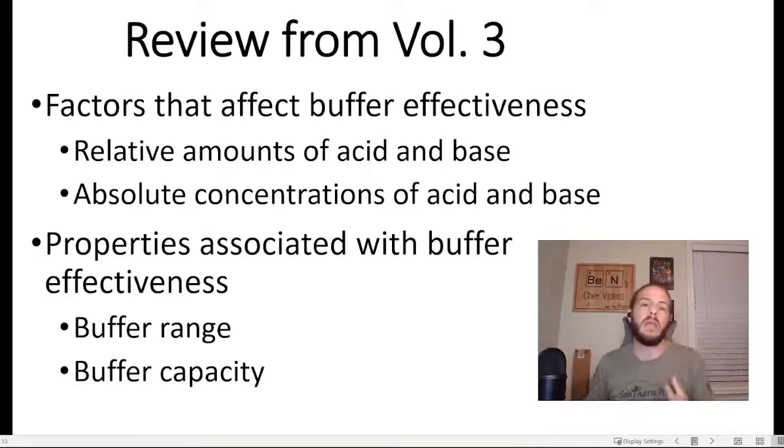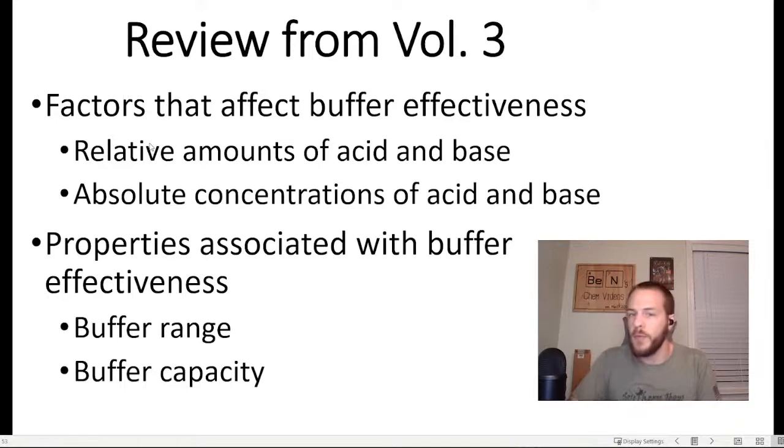A buffer, of course, being an aqueous solution with significant amounts of both a weak acid and its conjugate base. The function of buffers, of course, is to resist changes in pH upon adding small amounts of acid or base to the buffer, right? And there are a couple of factors that affect the effectiveness of a buffer, and one of them is the relative amounts of the acid and the base that are in the buffer, and then the other one is the absolute concentrations of the acid and the base that are in the buffer.